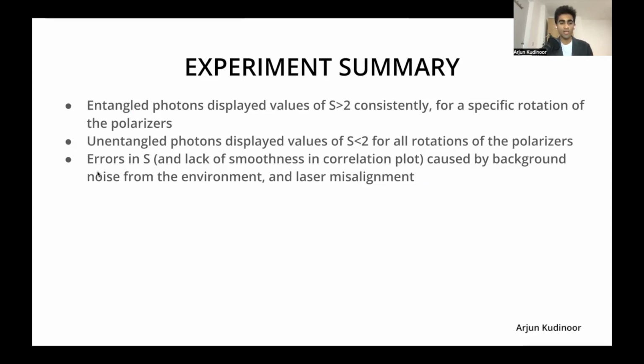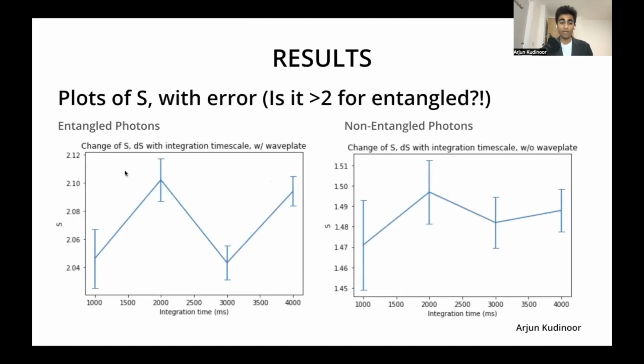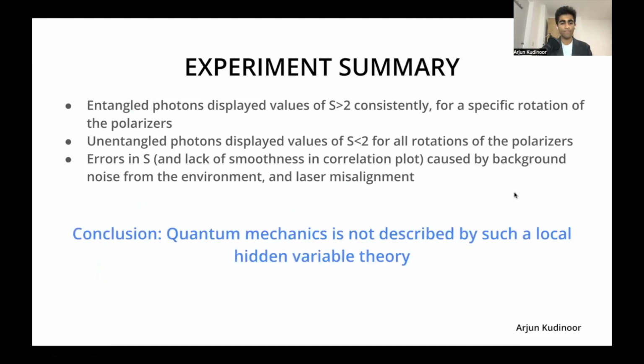And then the third point is that there were errors in our calculation of S. This is just because we had background noise from the environment and the lasers were slightly misaligned. But as you can see, the error bars are all greater than 2. So we don't need to worry about whether or not our measurement of S was less than 2. Okay, so the conclusion is quantum mechanics is not described by such a local hidden variable theory because we violated the CHSH inequality.